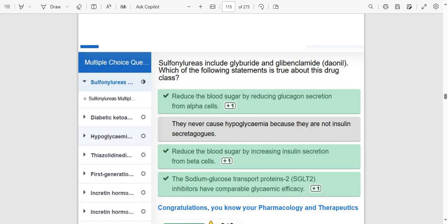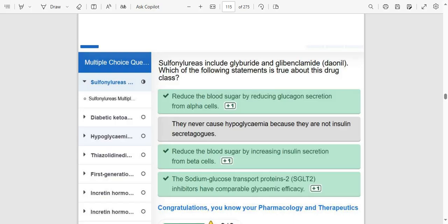Can someone just comment on the answers? We already know the answers, but comment on why you think the answer is correct. Reduce blood sugar by reducing glucagon secretion. Of course, we know this is one mechanism. Besides stimulating the secretion of insulin, they are also inhibiting the release of glucagon, because glucagon opposes insulin. Most of the antidiabetics will also do the same. C. Reduce blood sugar by increasing insulin.